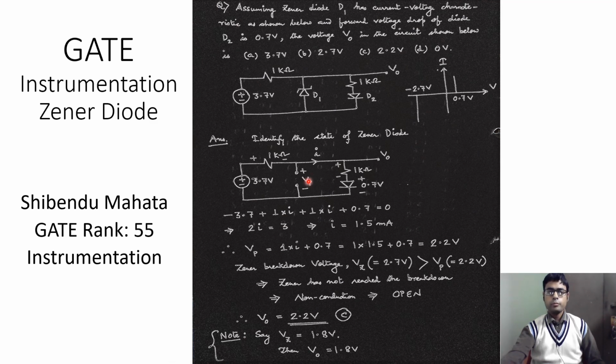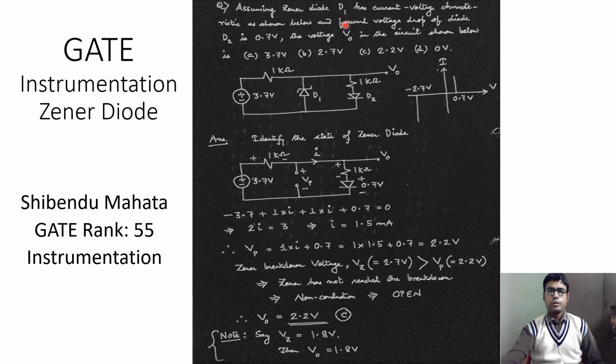This is a GATE problem that came in the instrumentation engineering paper, but you can expect similar problems for electrical engineering as well as EC papers. So this is a problem on the Zener diode. The question is stated like so.